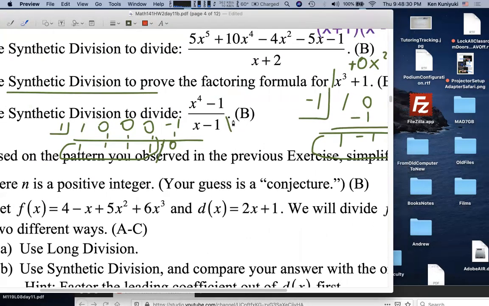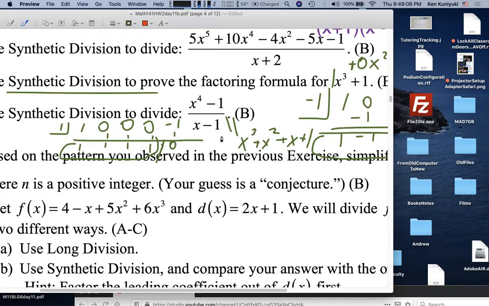A fourth degree divided by a first degree is what degree? Third degree: 1x cubed plus 1x squared plus 1x plus 1. It's beautiful. Yeah, that's the result. All right. Thank you so much. You're welcome.